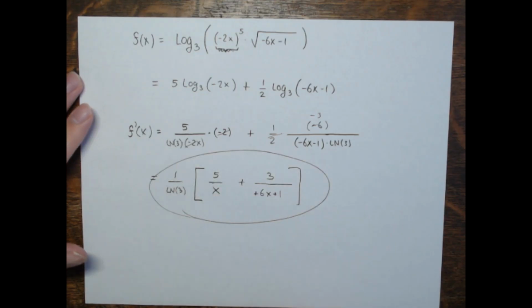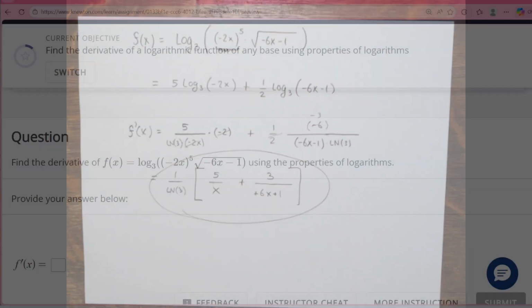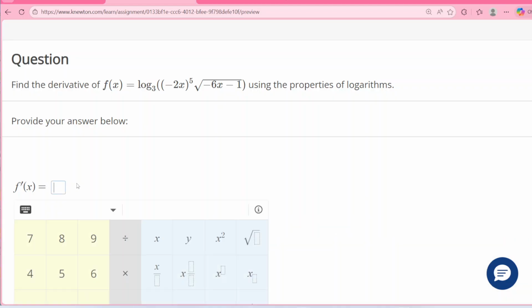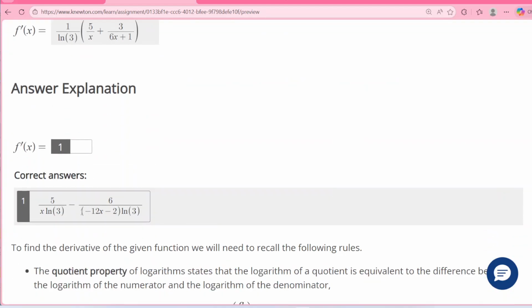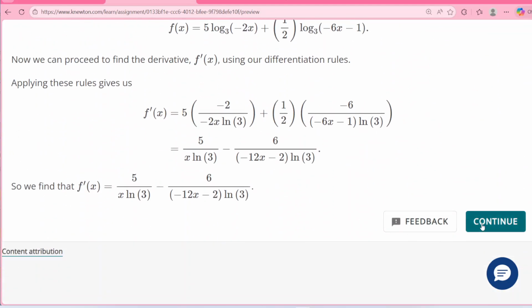So I'm going to type this. So pulled the 1 over natural log of 3 out, just so I don't keep typing it. Times, and then parentheses, 5 over x plus 3 over 6x plus 1. Should be equivalent to what they have. Okay, great. And then look at that, they have this thing here. All right.